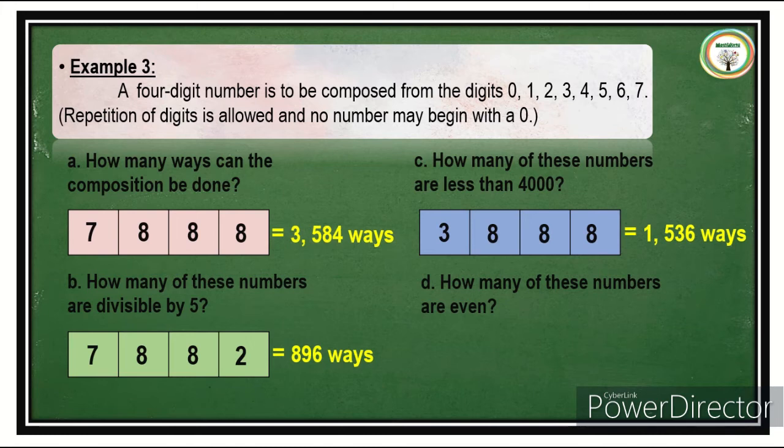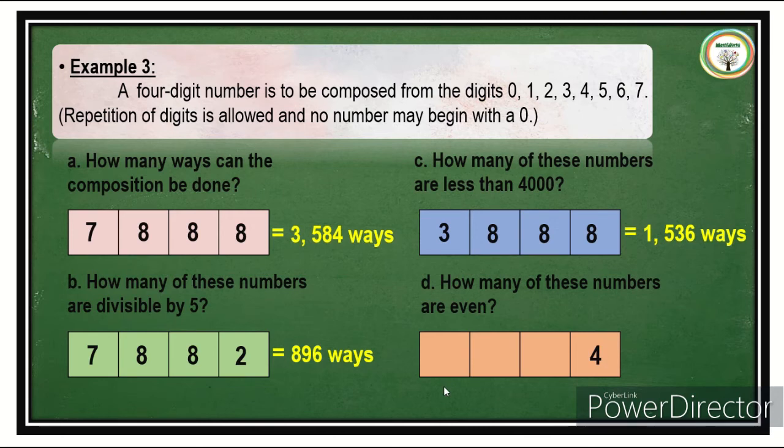Next, for the last question, we have how many of these numbers are even? So when we say even numbers, they are numbers that can be divided by 2 or numbers that end with 0, 2, 4, 6, and 8. So let us first write the number of options for the last digit. So in our given, ang pwede lang natin magamit for last digit ay 0, 2, 4, and 6. So we have 4 options for the last digit.